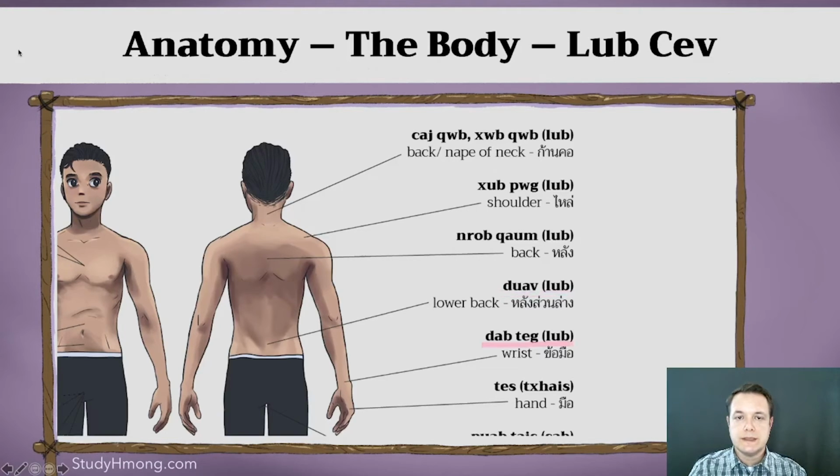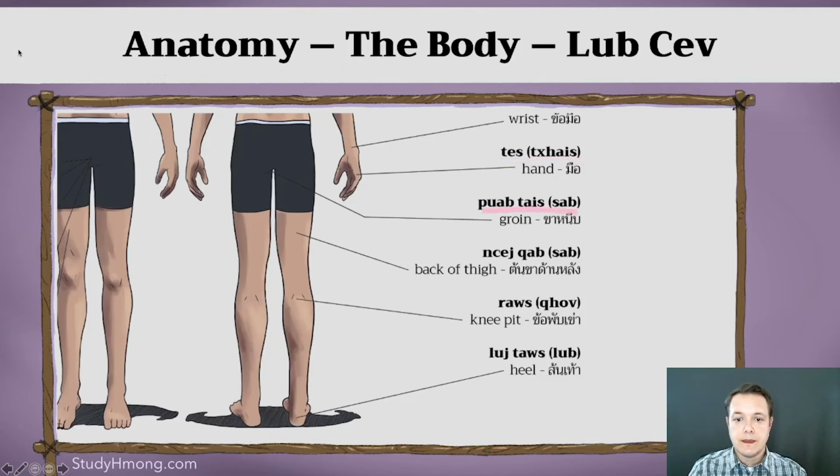Then for your wrist, date. Classifier is lu. For your hand is tay. And the classifier is cai. So cai tay. Next, we have the groin area. It's really the area, the whole underneath area, and that is bo tai. Classifier sha.